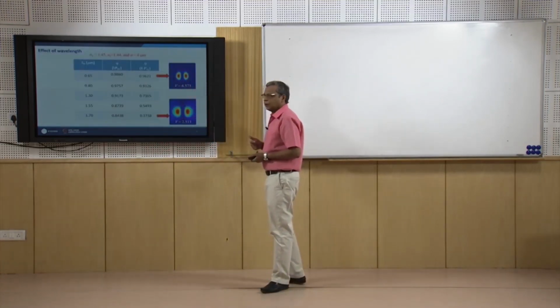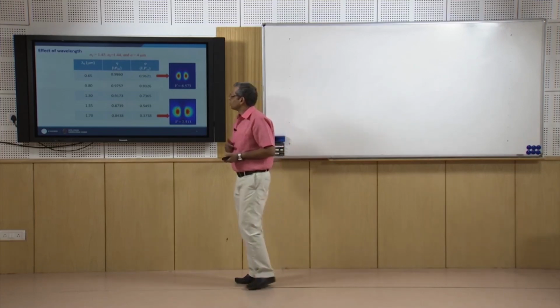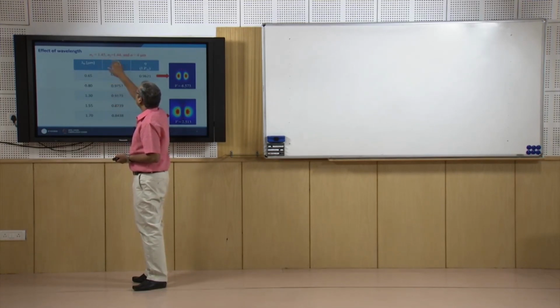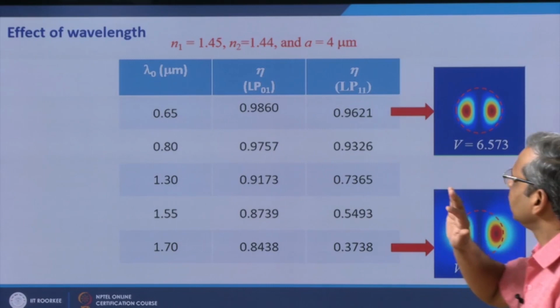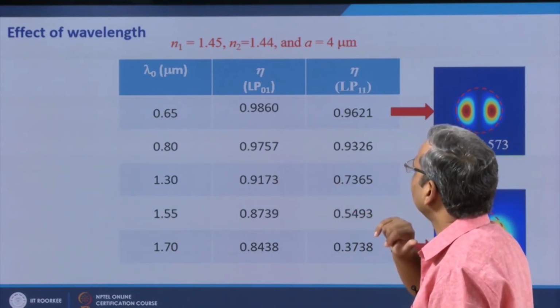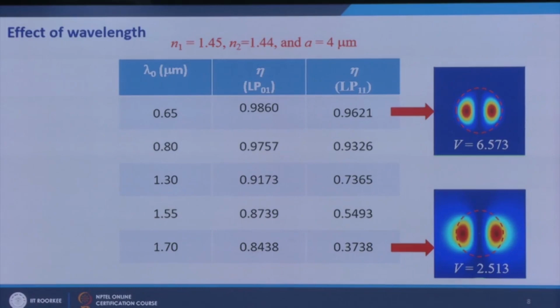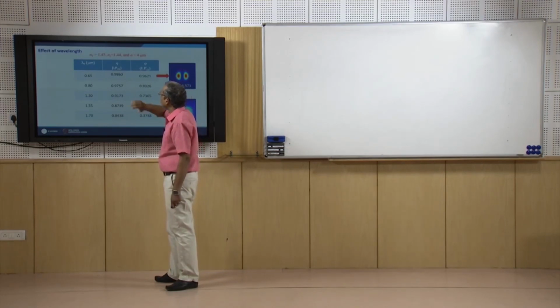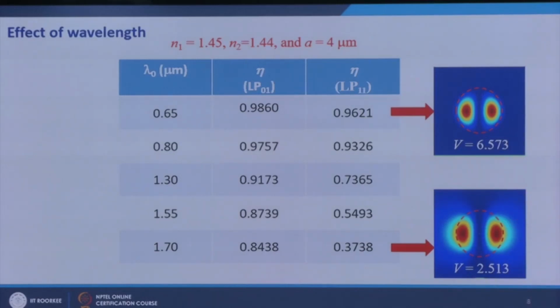If I look at how the power at different wavelengths is distributed between the core and the cladding, for that I consider a fiber with N1 equal to 1.45, N2 equal to 1.44 and a equal to 4 micrometer, and here I have tabulated the fractional power in the core for LP01, which is the fundamental mode, and LP11, which is the first higher order mode. So, I see that at 0.65 micrometer wavelength, more than 98% power for LP01 mode is located in the core and 96% power is located in the core for LP11 mode.